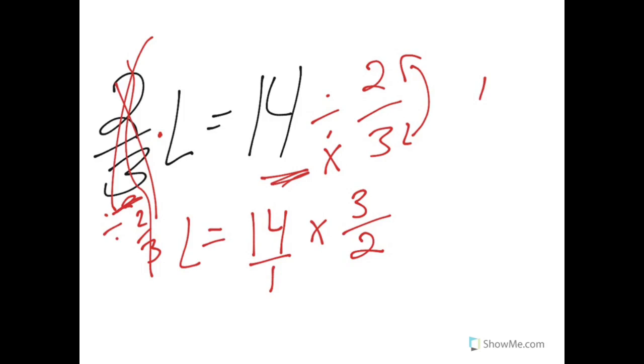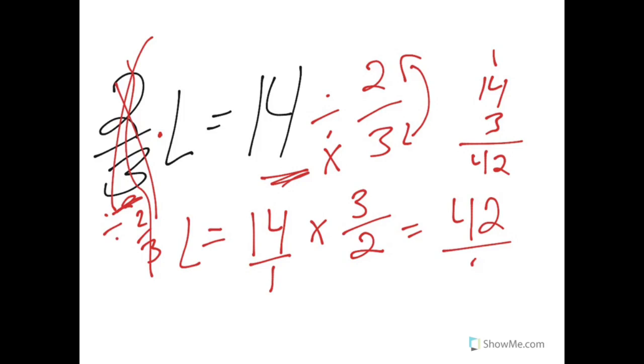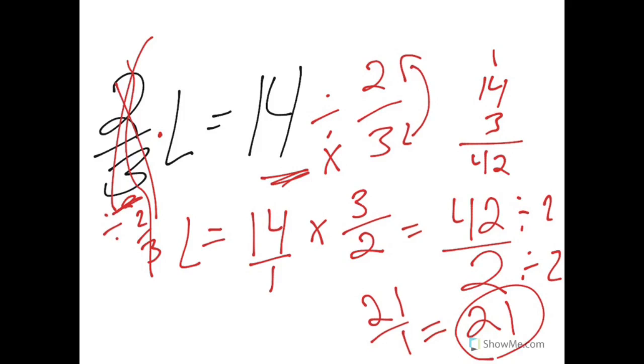14 times 3, let's do the math. 3 times 4 is 12, carry the 1. 3 times 1 is 3, plus 1 is 4, so I end up with 42. 1 times 2 gives us 2. 42 halves. And seeing that those are both divisible, I know that I can divide them both by 2. 42 divided by 2 is 21. 2 divided by 2 is 1. So my answer then becomes 21. Okay, let's do another example.